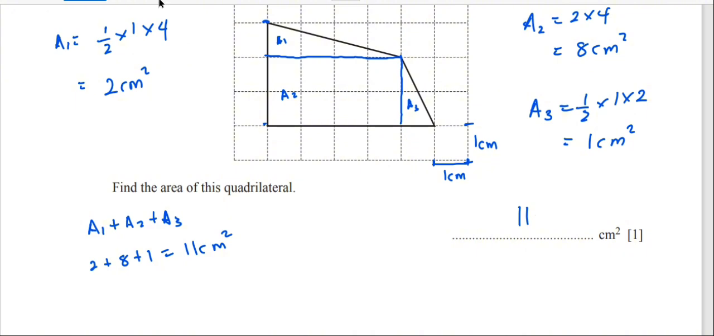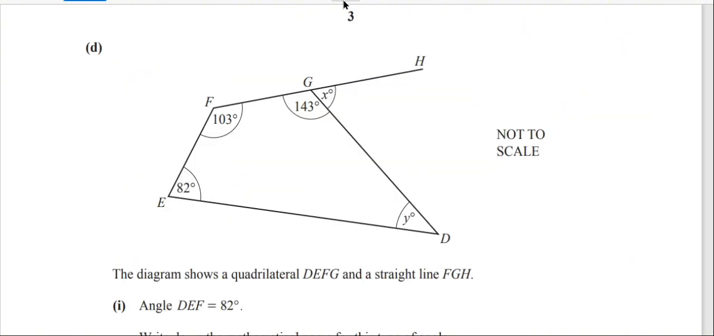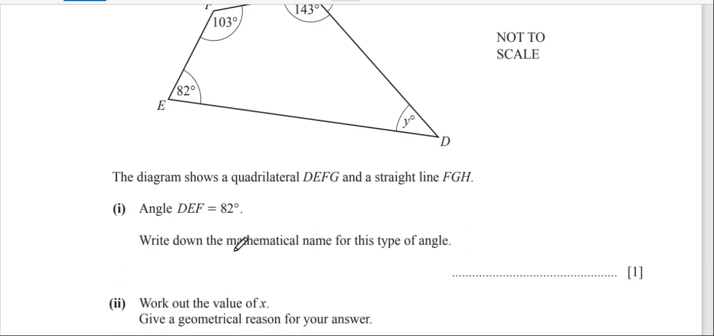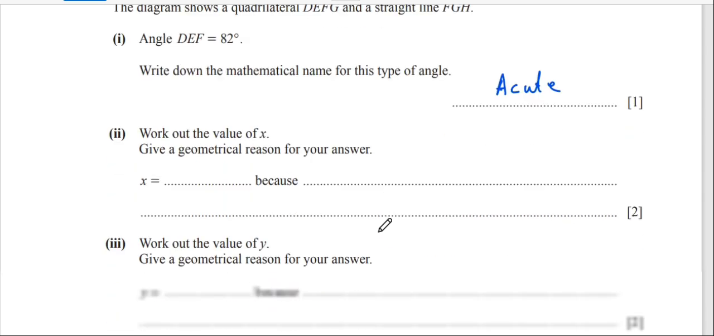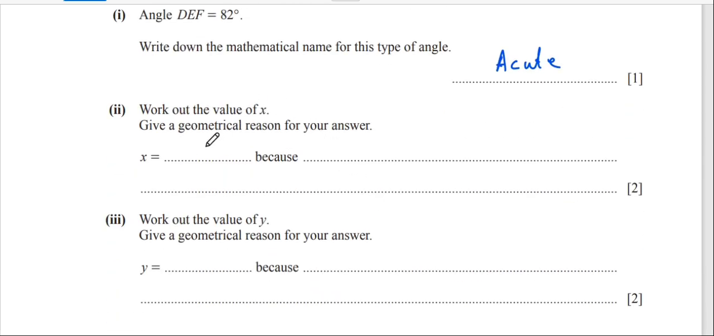Okay, so let's move to our next question. Here we have a shape. This diagram is a quadrilateral DEFG and a straight line FGH. The angle DEF is equal to 80, which is here. They ask to write down the mathematical name for this type of angle. The mathematical name for this type of angle is an acute angle. The next thing is to work out the value of X. They say find the answer and give the reason.